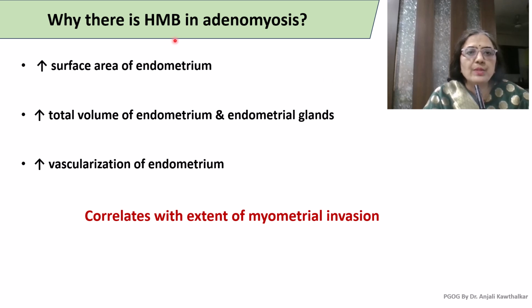Now, why is there heavy menstrual bleeding in adenomyosis? There is increased surface area of the endometrium. There is an increase in total volume of endometrium and endometrial glands, and there is increased vascularization of the endometrium. And this heavy menstrual bleeding correlates with the extent of myometrial invasion. How much is the invasion? Dependent on that, it is directly proportionate. This myometrial invasion is directly proportionate with the severity of heavy menstrual bleeding.